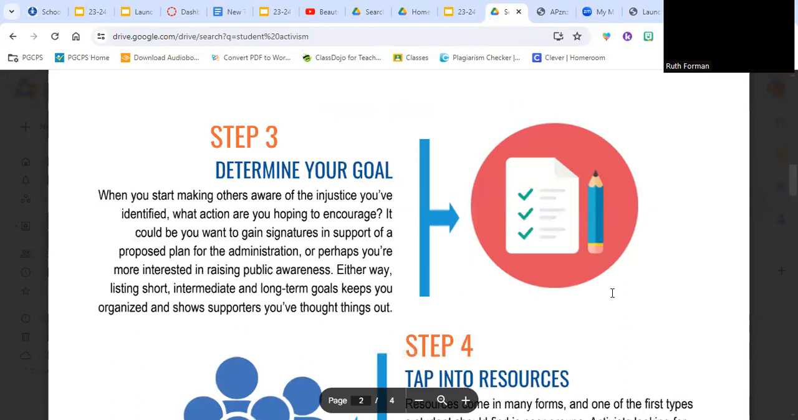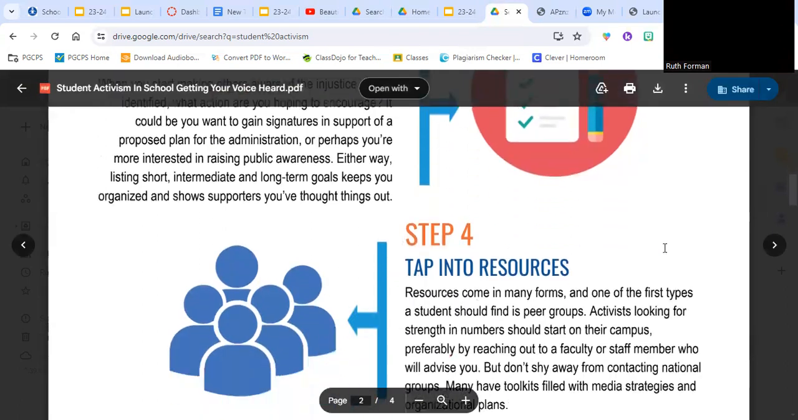Step three, determine your goal. When you start making others aware of the injustice you've identified, what action are you hoping to encourage? It could be you want to gain signatures in support of a proposed plan for the administration, or perhaps you're more interested in raising public awareness. Either way, listing short, intermediate, and long term goals keeps you organized and shows supporters you've thought things out.